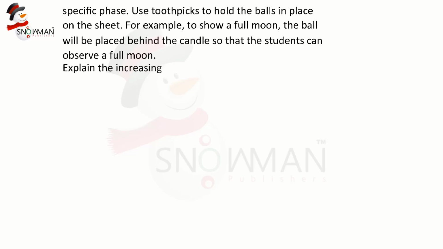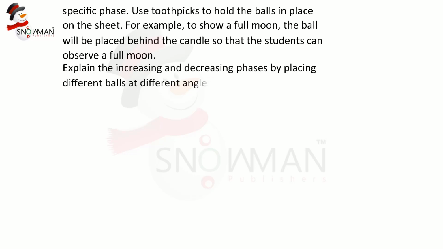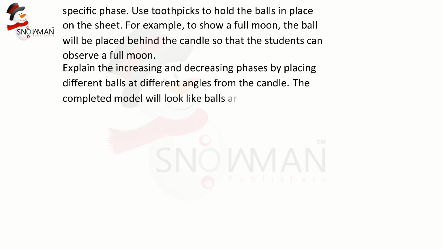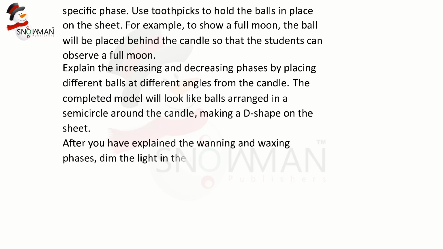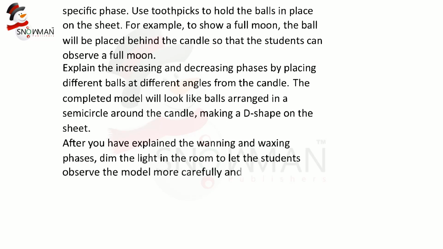Explain the increasing and decreasing phases by placing different balls at different angles from the candle. The completed model will look like balls arranged in a semicircle around the candle, making a D shape on the sheet. After you have explained the waning and waxing phases, dim the light in the room to let the students observe the model more carefully and ask them questions for reinforcement.